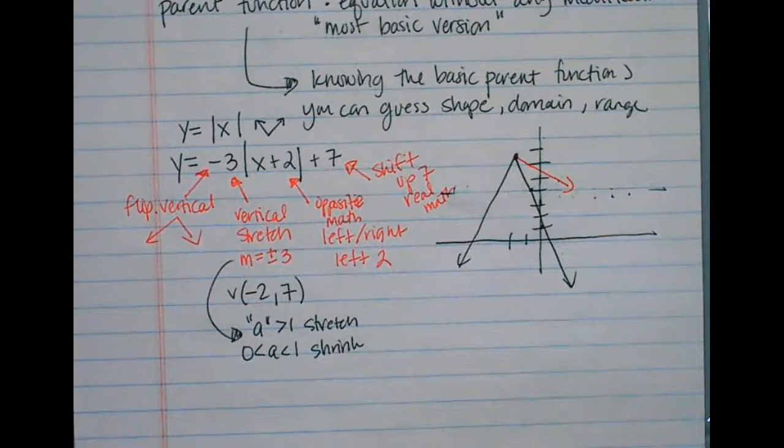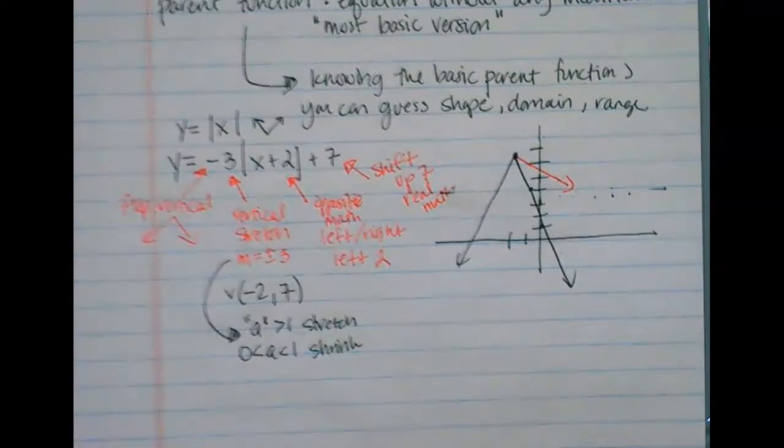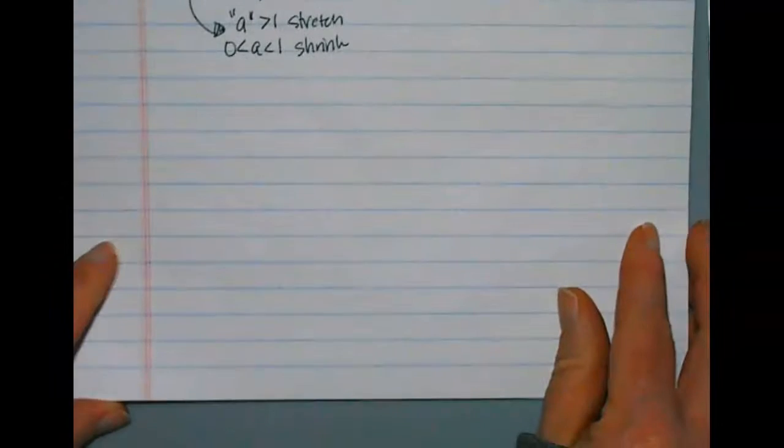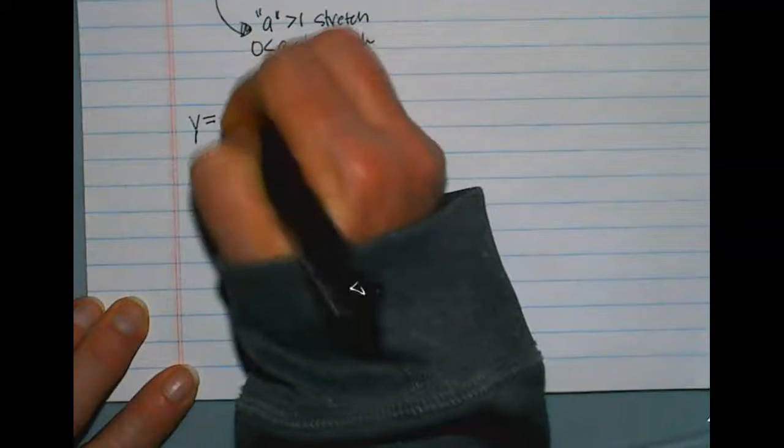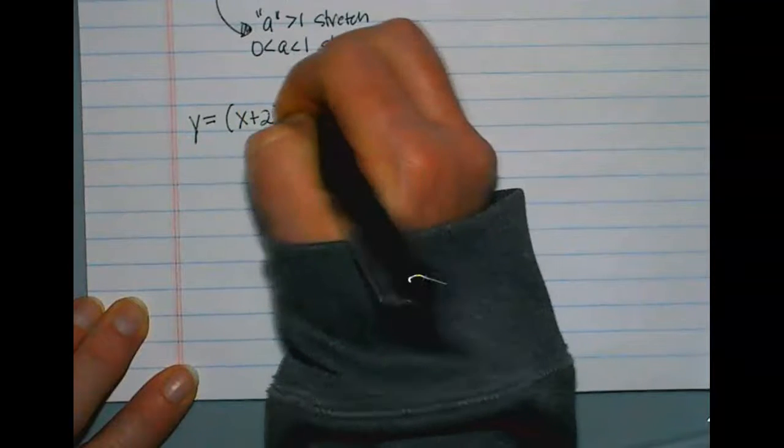Okay, so that's the one we did first last year. Let's look at some of the other functions that we reviewed just the other day. So here we have our second example. It's going to be y equals (x plus 2) cubed.